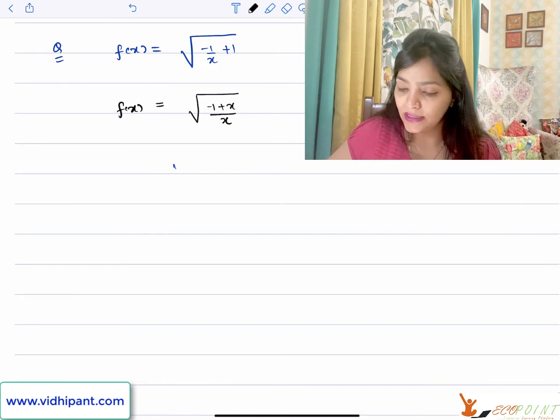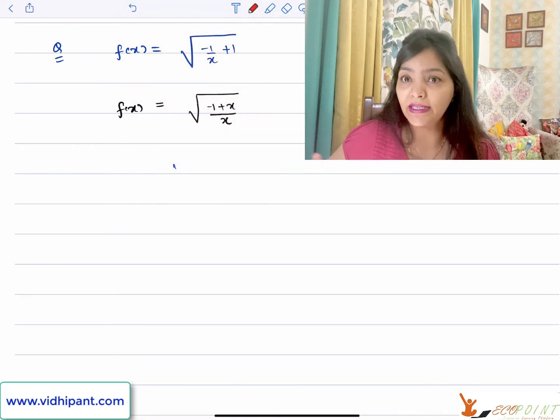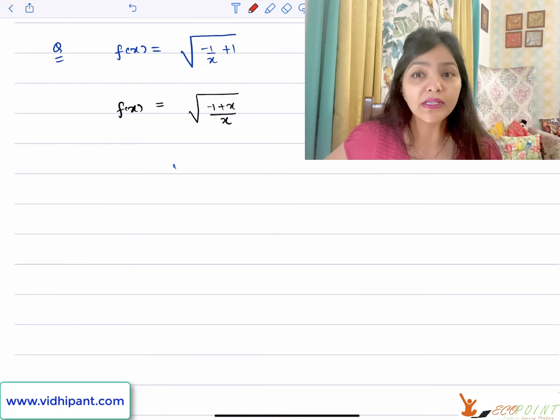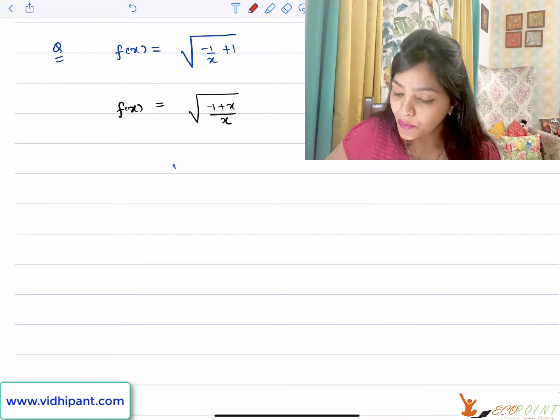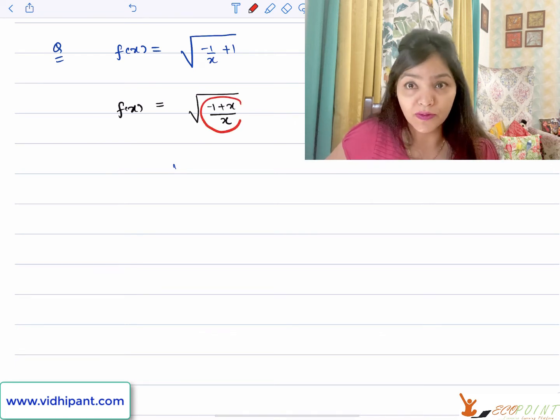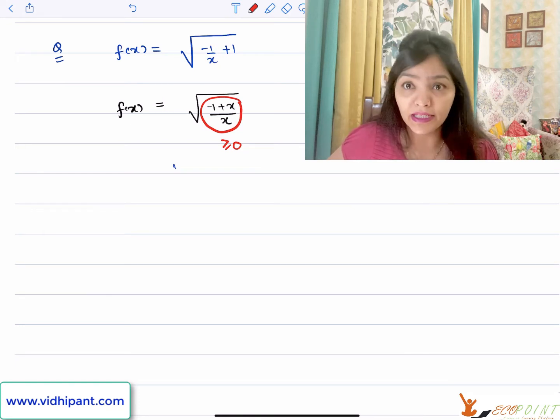For that we need the condition for a square root to get satisfied. You cannot take the square root of any negative number. So whatever is inside the square root has to be positive, that means whatever is here has to be greater than or equal to 0. Again, you have to be careful with the denominator. So there are two situations here you have to consider. Number one, it's a square root, so whatever is inside has to be more than or equal to 0.